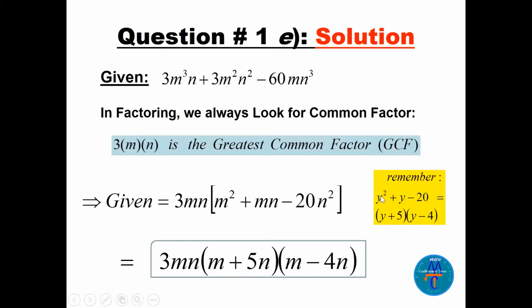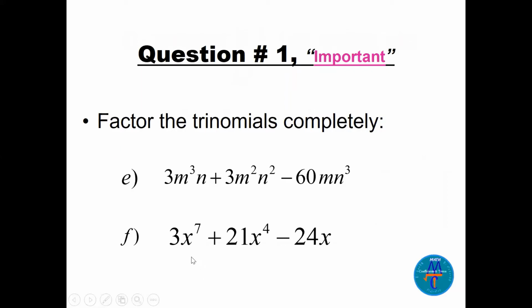And remember, we don't have y. This is to remember, simple example in the yellow color. We have m. So we write m. I'm looking here at the 5. Plus 5 minus 4. So m plus 5n, m minus 4n. If you multiply this, remember, this is part of the answer here, 3mn. So that's the whole factoring for E. Can you try number F?